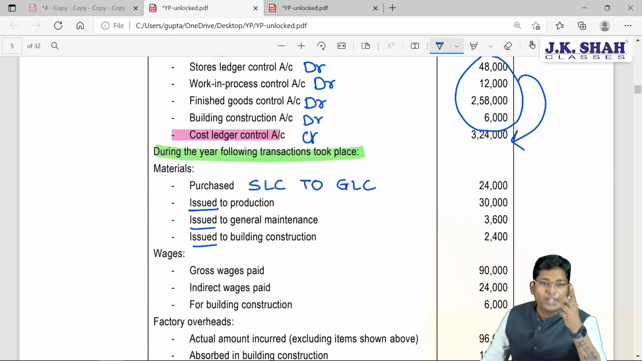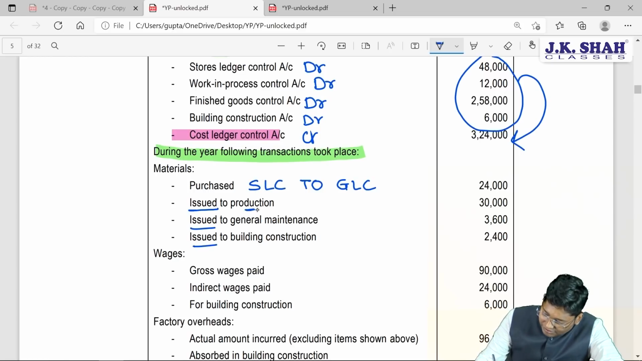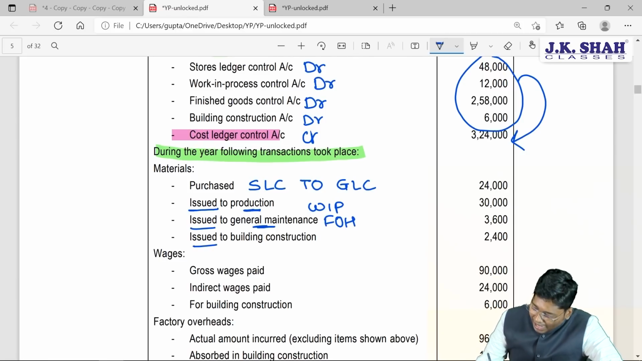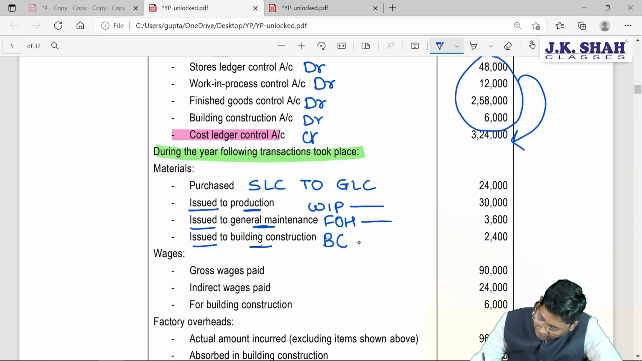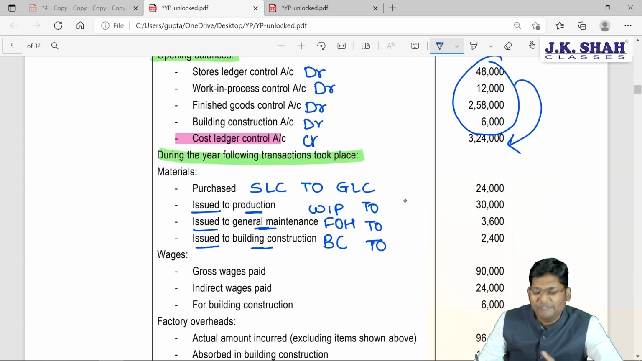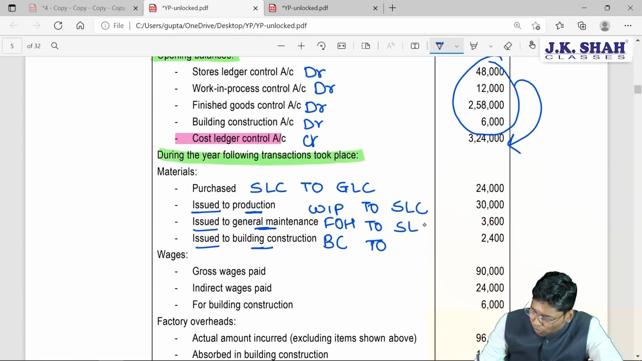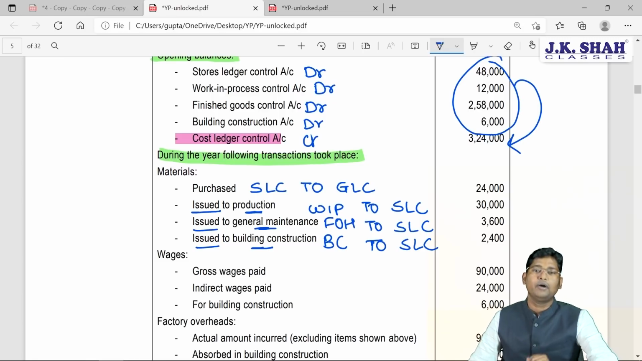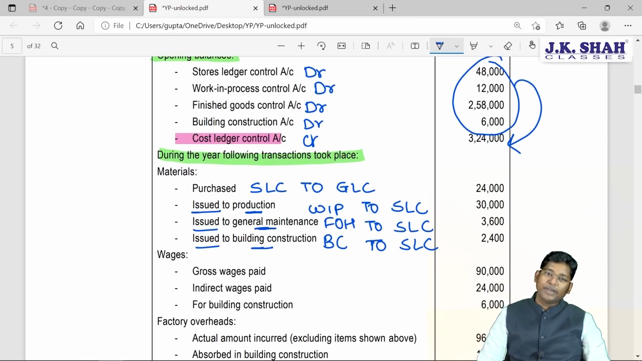Some material has been issued. Total material is issued at three different places. One place where you are transferring the material is WIP, that is production. Another is general maintenance, and the maintenance department is a factory department. And the material you have transferred to building construction, so the building construction department will get debited. Whenever you transfer material to any department, the journal entry is department account debit, department account debit, department account debit to what we are transferring. We are transferring material, material is going out, that's why the entry is to SLC.